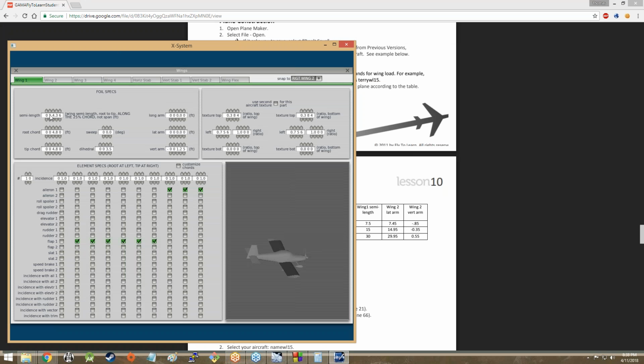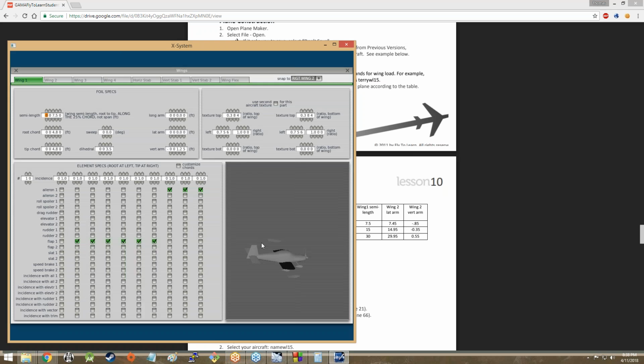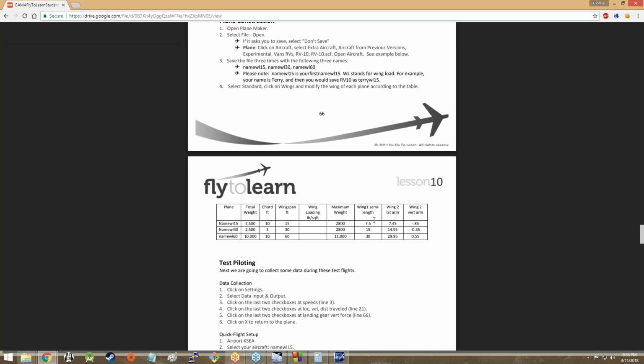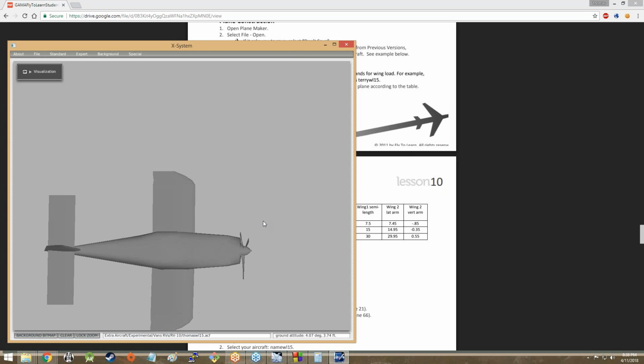All right, so the wingspan semi-length is going to be 7.50. Then the wing 2 lateral arm is going to be 7.45, and the vertical arm is going to be -0.85. And so if we were to go back to our plane, we can see we've got these little short, stumpy wings.